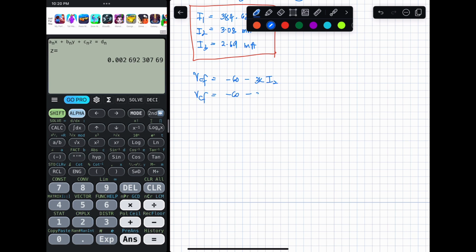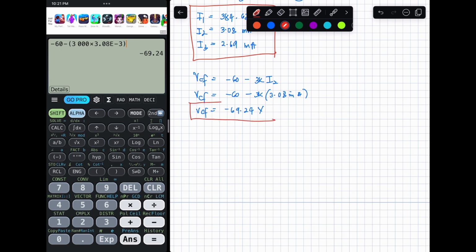So negative 60 minus 3K, and I2 is 3.08 milliampere. Therefore, our VCF will be negative 60 minus 3,000 times 3.08 times 10 to the negative 3. That gives us a negative 69.24 volts for the voltage VCF. And that will be all. Good day.